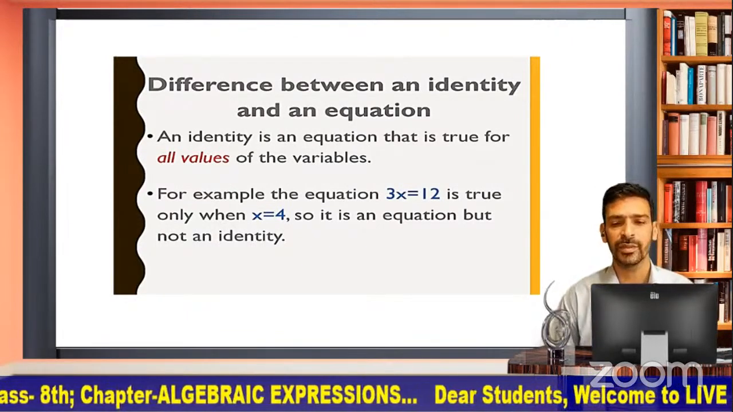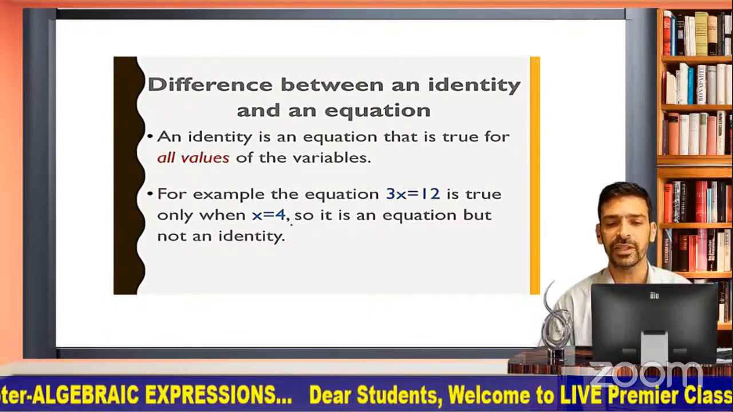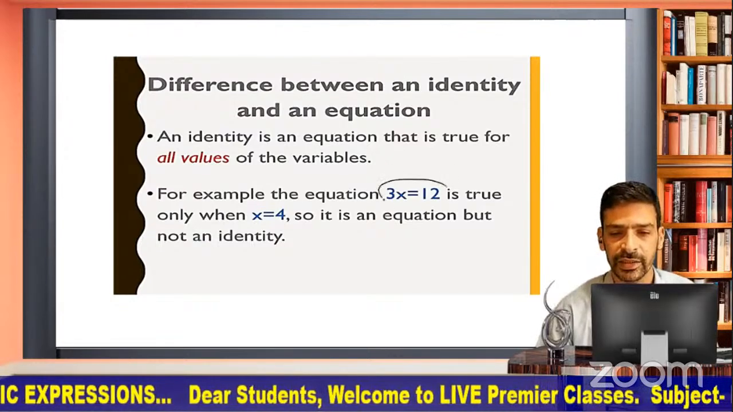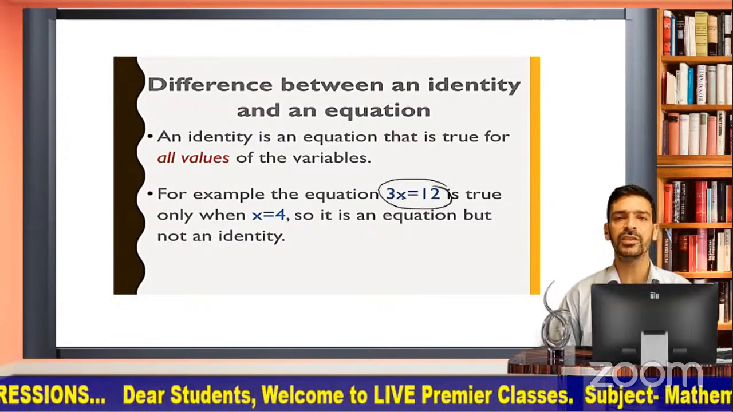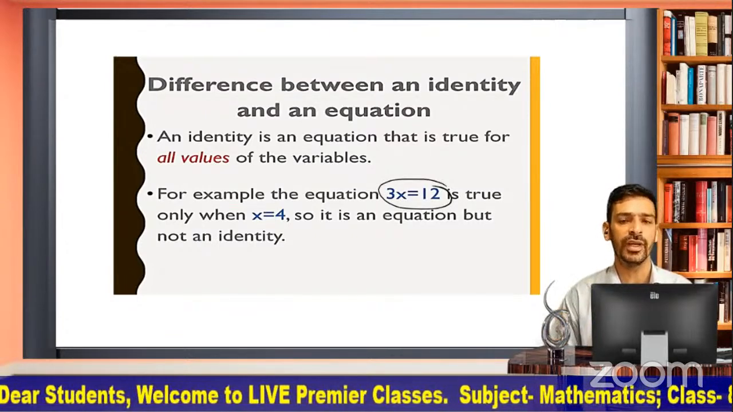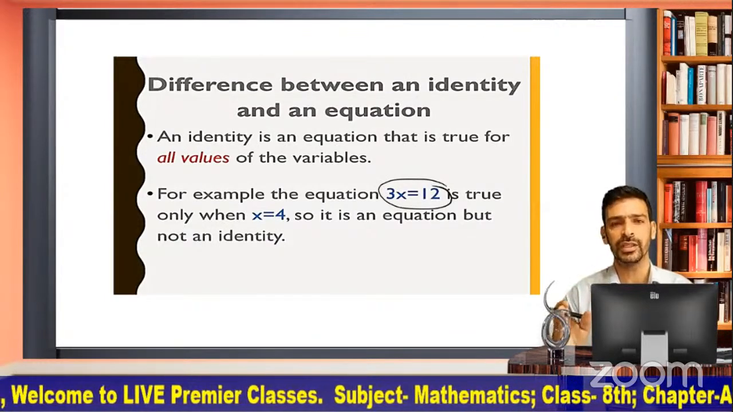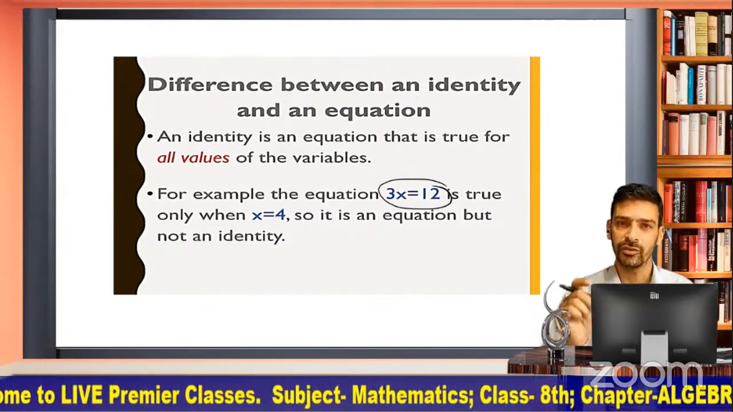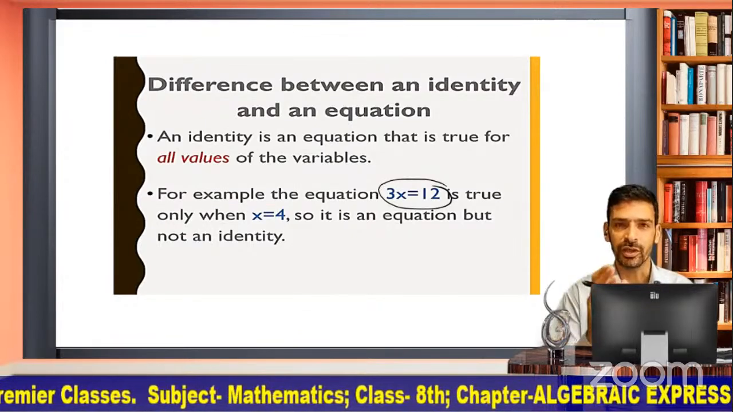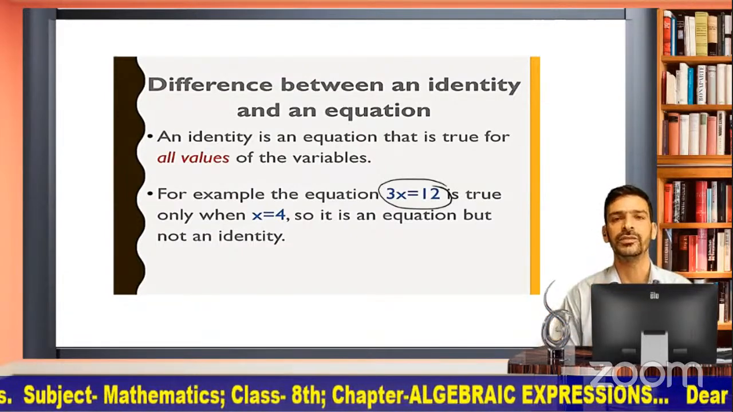इधर भी एक और एग्जांपल है. 3x equals 12 is true only when x equals 4. So it is an equation but not an identity. 3x equals 12, but it will not hold true for all values of x. x का वैल्यू कुछ भी चेंज कीजिए तो वो RHS के बराबर नहीं बनेगा. लेकिन वो इक्वेशंस जहां वेरिएबल कोई भी दीजिए और लेफ्ट हैंड साइड और राइट हैंड साइड इक्वल बनेगा, दैट इज एन आइडेंटिटी.